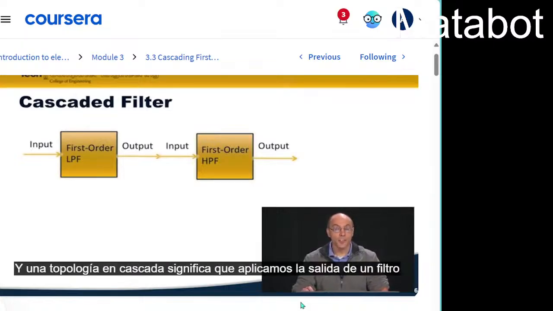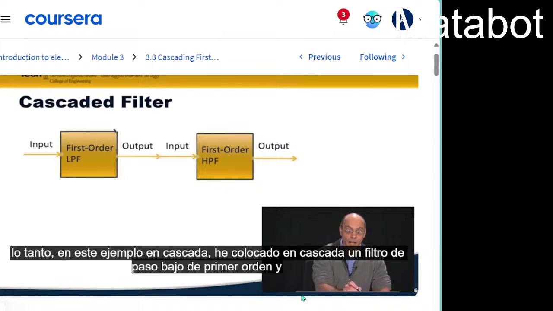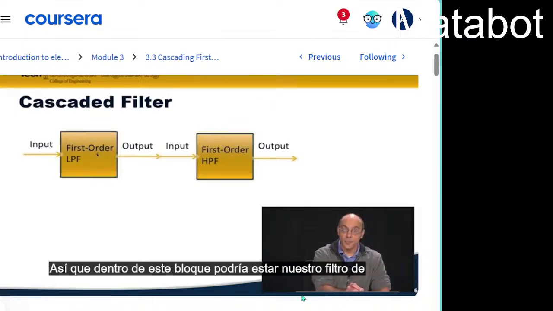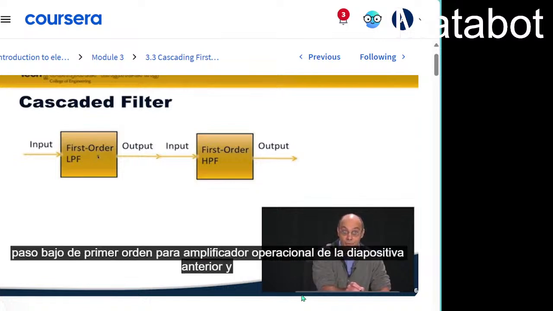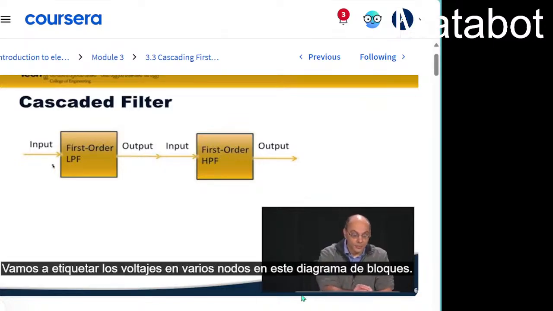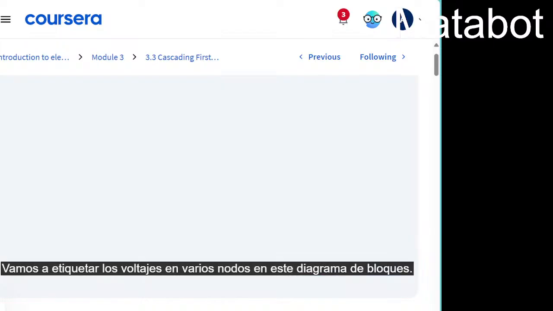And a cascaded topology means that we apply the output of one filter as the input to the next filter. So in this cascade example, I have cascaded a first-order low-pass filter and a first-order high-pass filter to form the overall cascaded filter. So inside this block could be our op-amp first-order low-pass filter from the previous slide, and this could be our op-amp high-pass filter from the previous slide. Let's label the voltages at various nodes in this block diagram.